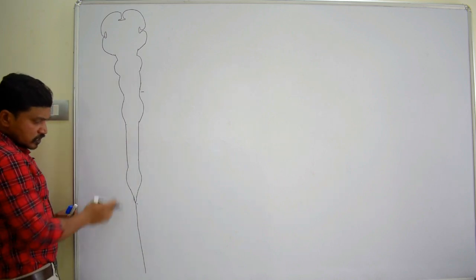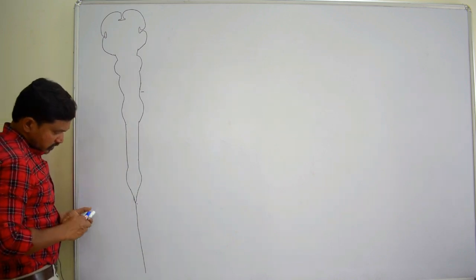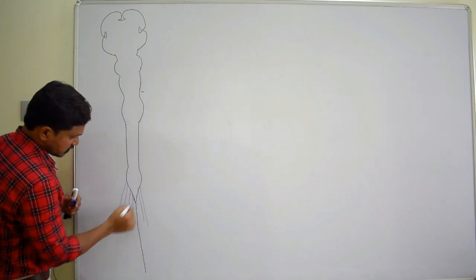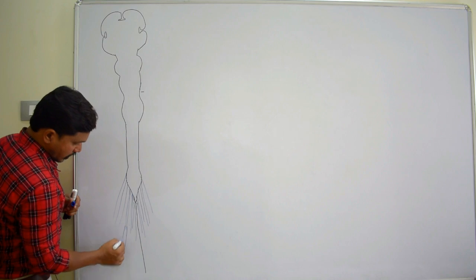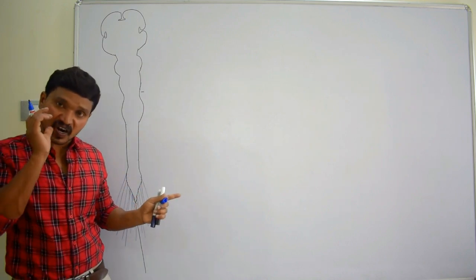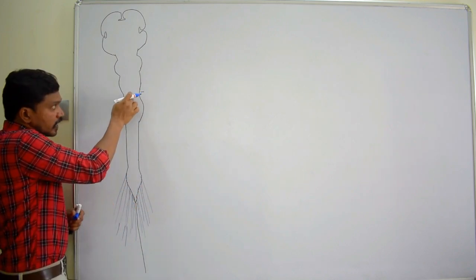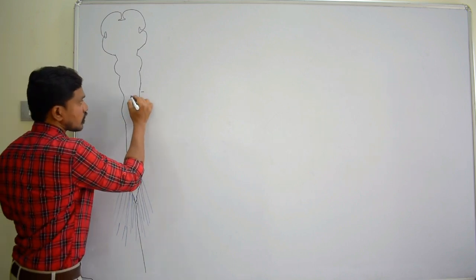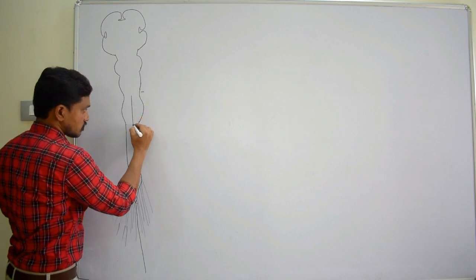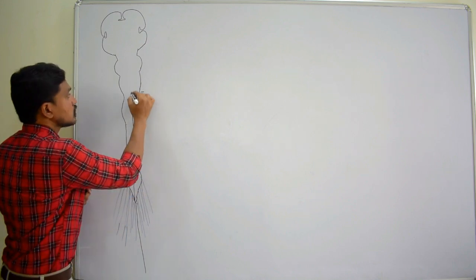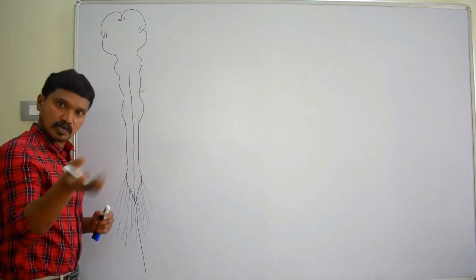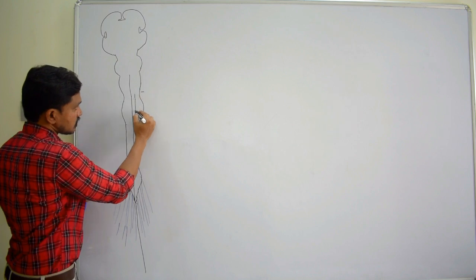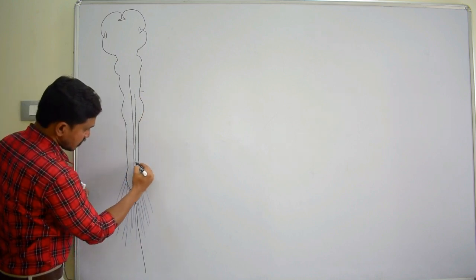Then from the conus medullaris, so many nerves are attached and it appears like the tail of a horse, otherwise horse tail. This structure is called cauda equina. What is the structure called? Cauda equina. If you see the spinal cord from the anterior view, you can see one fissure. This fissure is called the anterior median fissure. Of course, this anterior median fissure extends into the medulla also with the same name. Lateral to the anterior median fissure, you can see one more sulcus. This sulcus is called the anterolateral sulcus.